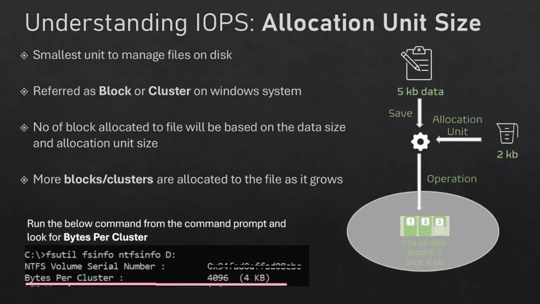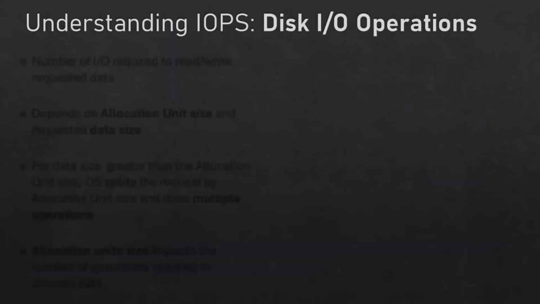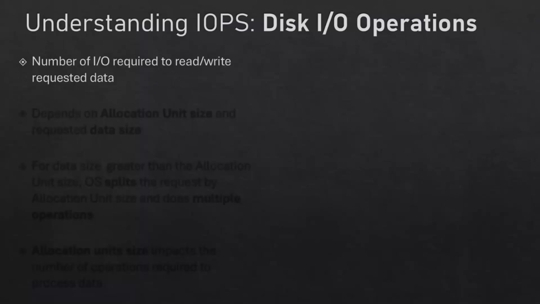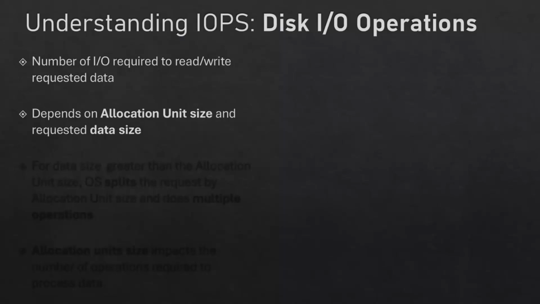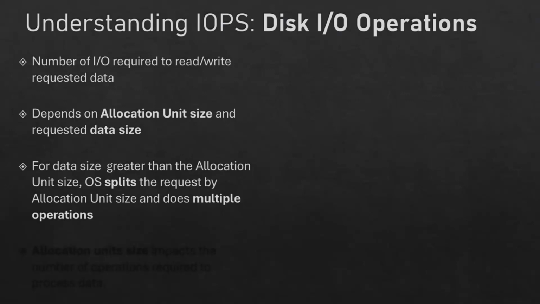Next, we move on to IO operations. So what are IO operations? IO operations are nothing but the number of operations that a hard disk can perform per second. So basically it's a count of the number of operations. Now it depends upon the allocation unit also. Let's say you are giving some file to be saved on the disk. Based on the file size and the allocation unit size, the OS will split that request into multiple requests as per the allocation unit.